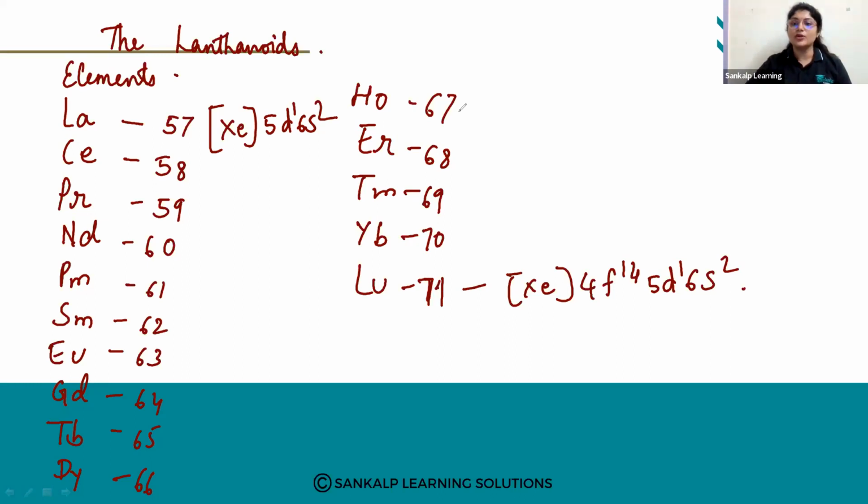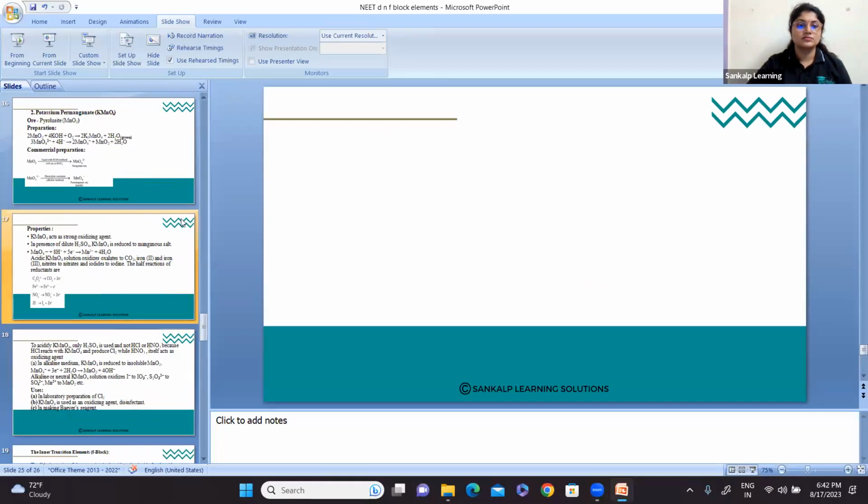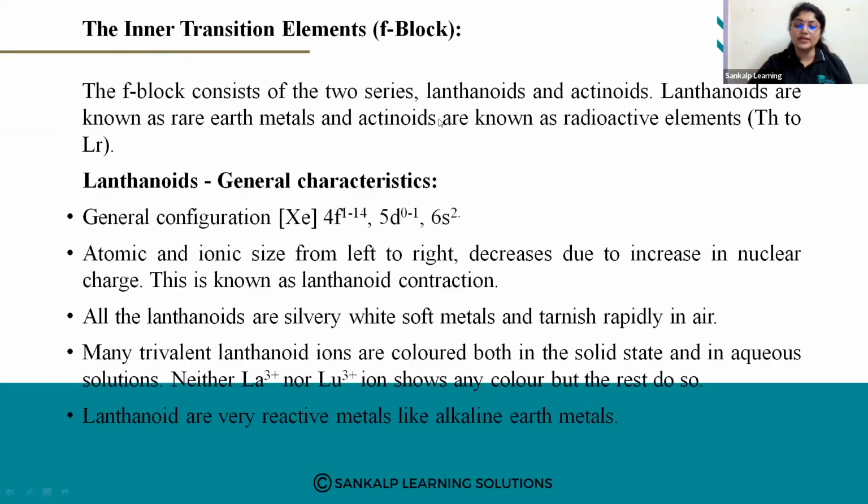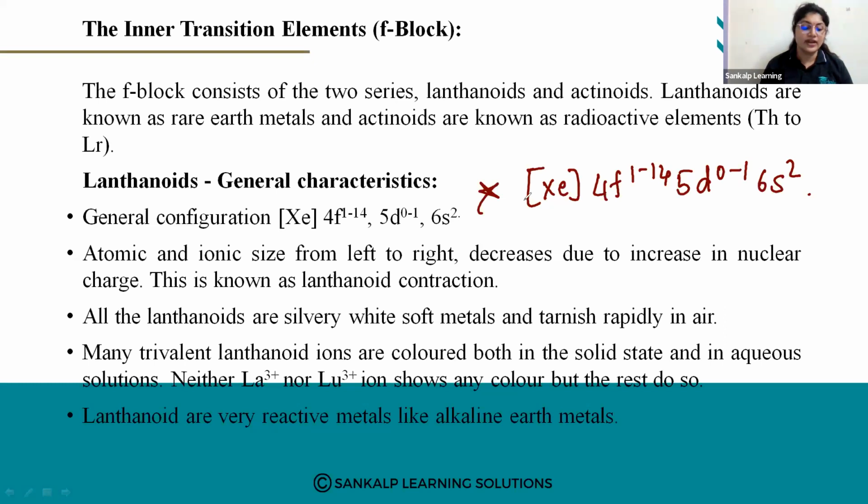Now we'll see what are the properties. General electronic configuration. We have seen the general electronic configuration. So the general electronic configuration is xenon 4F1 to 14, 5D 0 to 1 and 6S2. So this is about lanthanoids. So this is the general electronic configuration of lanthanoids.